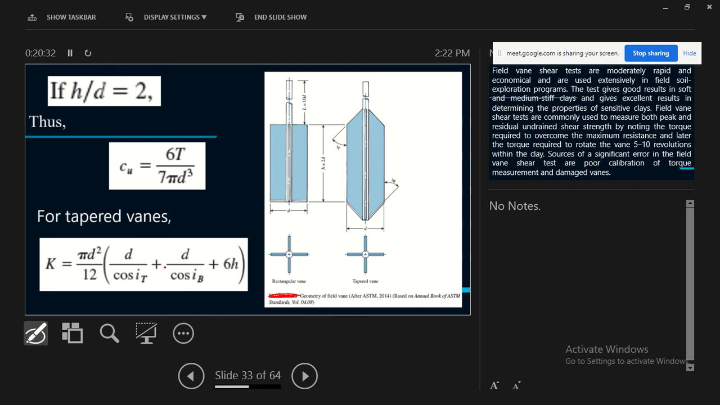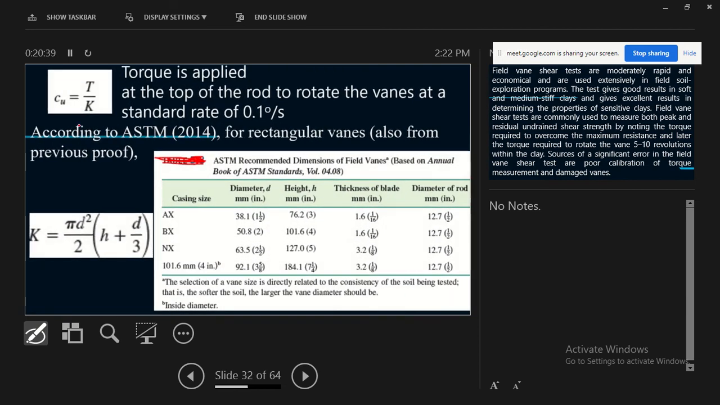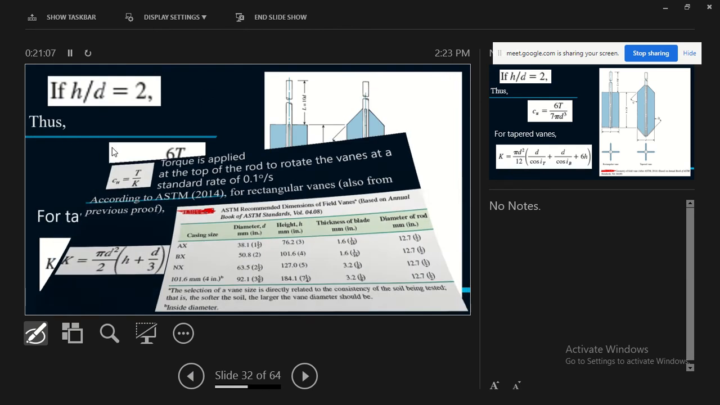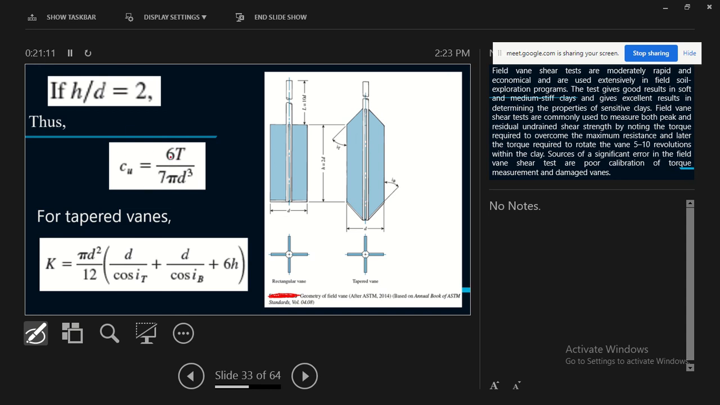So this is how to get the K. We were saying the torque is the same as Cu times K. But K is this, and if we substitute this as we're saying D is H over 2, so if we substitute this as 2D, then this is what you get as K. So for the tapered edges, where these are different values, the different angles, then this is what the K is.